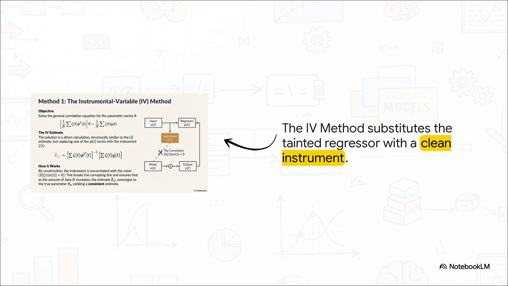As you can see in the diagram, it completely severs that corrupting link between our estimation formula and the noise. And the result? Well, as we get more and more data, our estimate now actually converges to the true parameter. We've achieved what's called a consistent estimate.